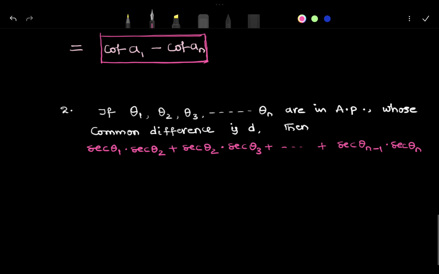Now see one more question in the same model. If theta 1, theta 2, theta 3 and so on, theta n are in arithmetic progression with common difference d, then find secant theta 1 into secant theta 2, minus secant theta 2 into secant theta 3, plus and so on, secant of theta n minus 1 into secant of theta n.